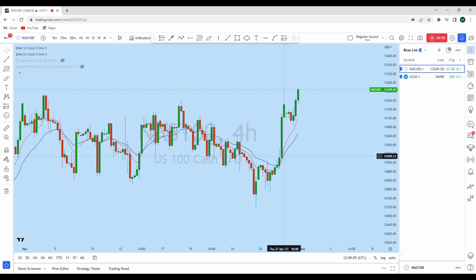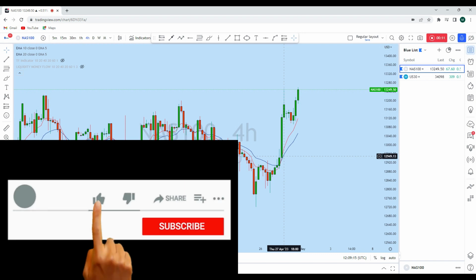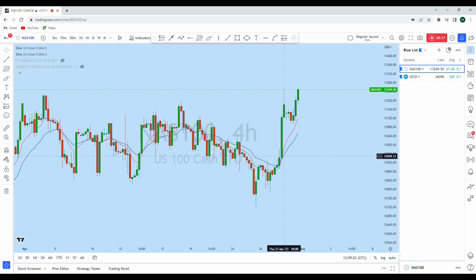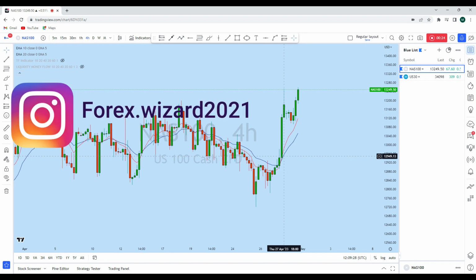Hello trader, I'm going to do a complete multi-time frame analysis on NASDAQ as well as US30. Let's see what kind of trading opportunity we have in the market opening, as this instrument could be very volatile this week because of NFP, and also we see that both of them after long consolidation have broken out of the structure. So let's find out how we can trade.